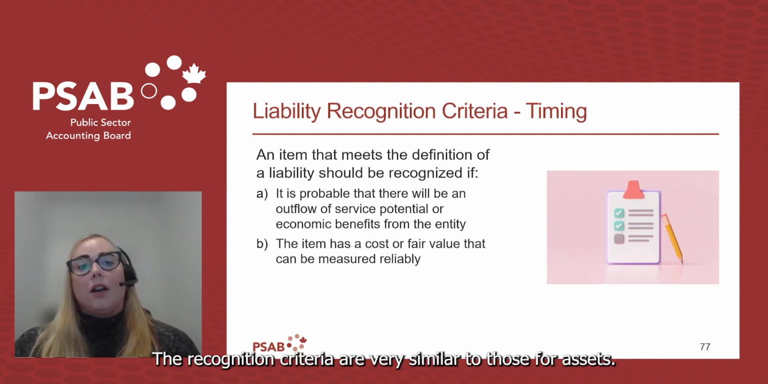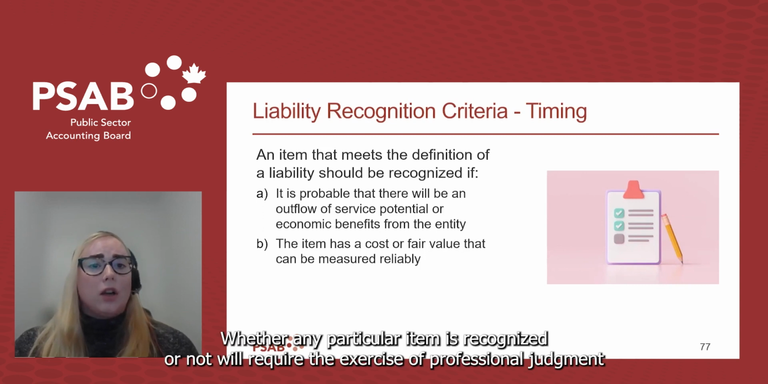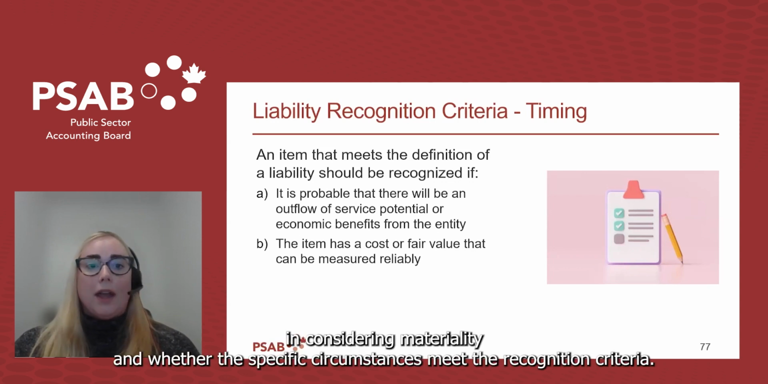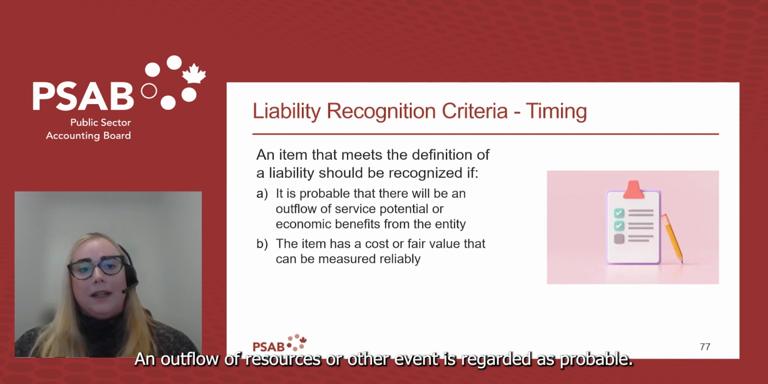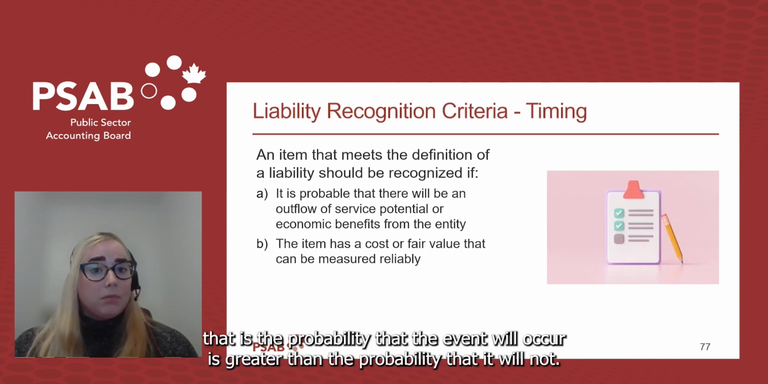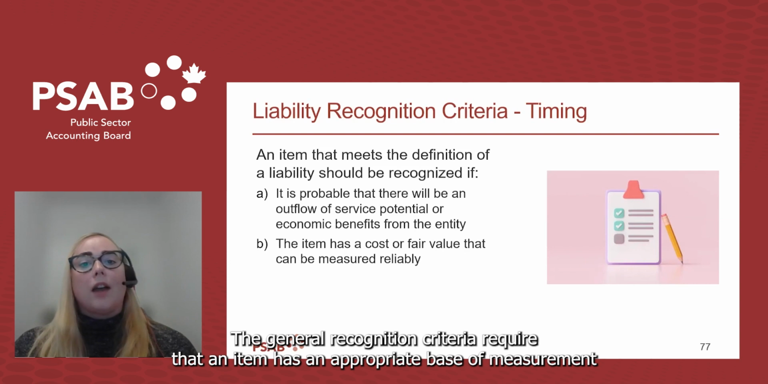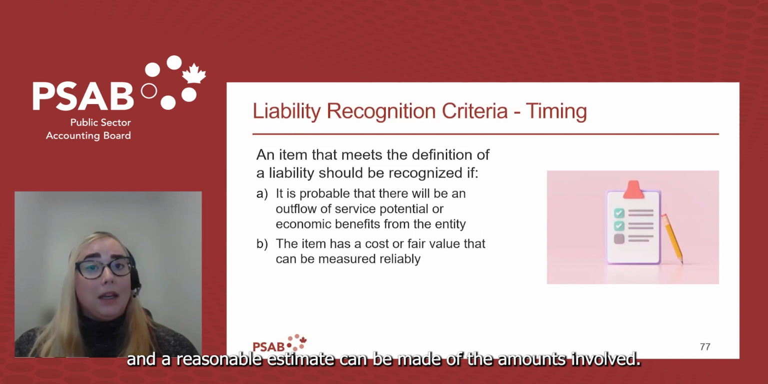The recognition criteria are very similar to those for assets. Whether any particular item is recognized or not will require the exercise of professional judgment in considering materiality and whether the specific circumstances meet the recognition criteria. An outflow of resources or other event is regarded as probable if the event is more likely than not to occur. That is, the probability that the event will occur is greater than the probability that it will not. The general recognition criteria require that an item has an appropriate base of measurement and a reasonable estimate can be made of the amount involved.